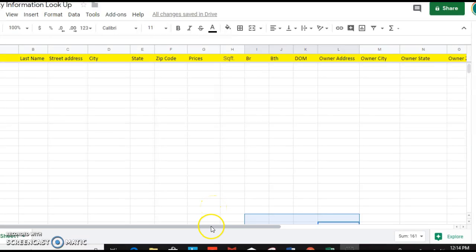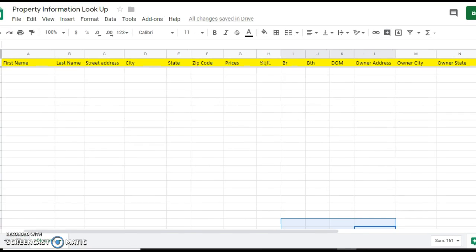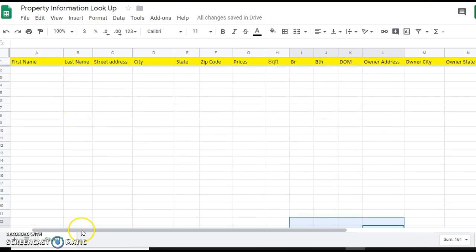Okay, this is a video to show you what needs to be corrected on the spreadsheet. I've already corrected some of the spreadsheet, but I haven't put the values in. All right, so what I asked for first time is first name, last name, street address, city, state, zip, prices, square footage, bedroom, BR, bath, days on market.